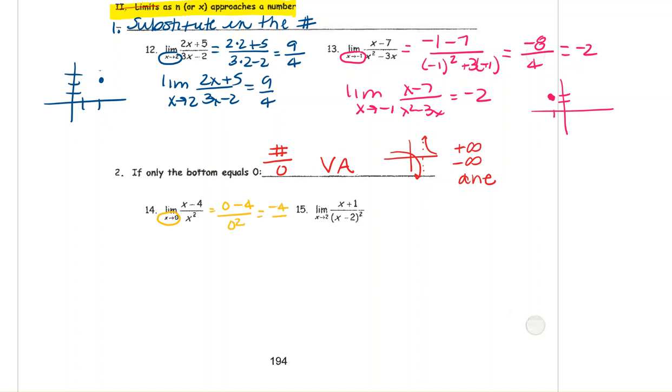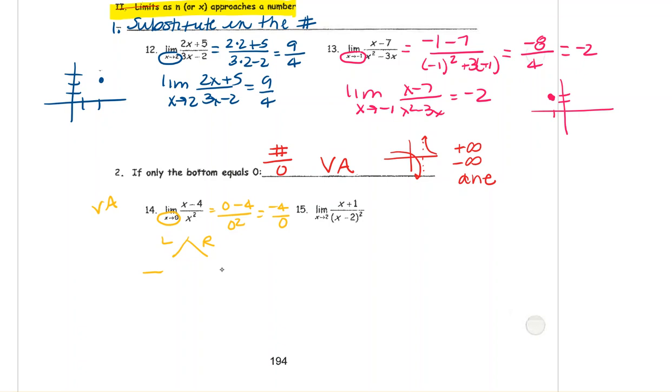And I get -4 over 0. Okay, much different than what I got up above. As soon as I get a number over 0, I know that I have a vertical asymptote. Okay, so this is where it gets a little tricky. You have to do quite a bit of thinking, but most importantly, you have to check the left and the right side of that vertical asymptote to see if it's doing the same thing on both sides.